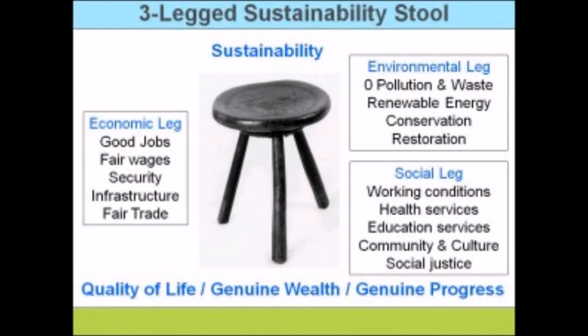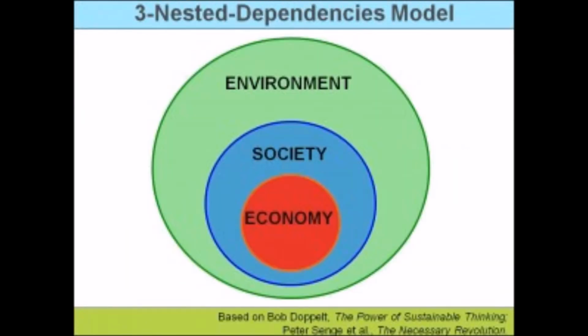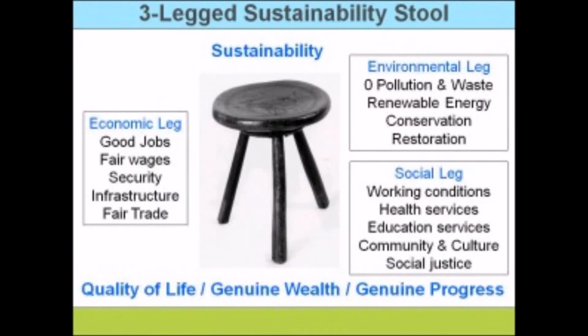I will be discussing the three-legged stool model, the three overlapping circles model, and the three nested dependencies model to show that each one is slightly different, but they generally sit on the same terms of combining environment, economics, and social. The three-legged stool model is one that describes the three dimensions that are required to live a high-quality life.